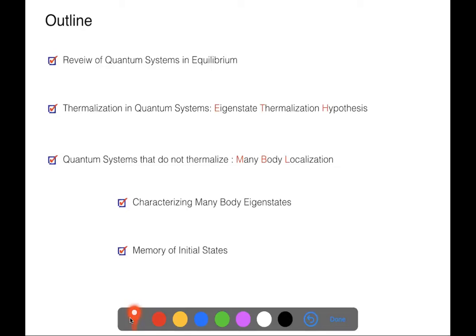So we will see one part of it, which is what you can do on computers. You will get a lot of numerical evidence for various things. And the other part, which will be directly related to experimentally measurable quantities, and how these two different ways of characterizing systems which do not thermalize. So that will be roughly the story for today.